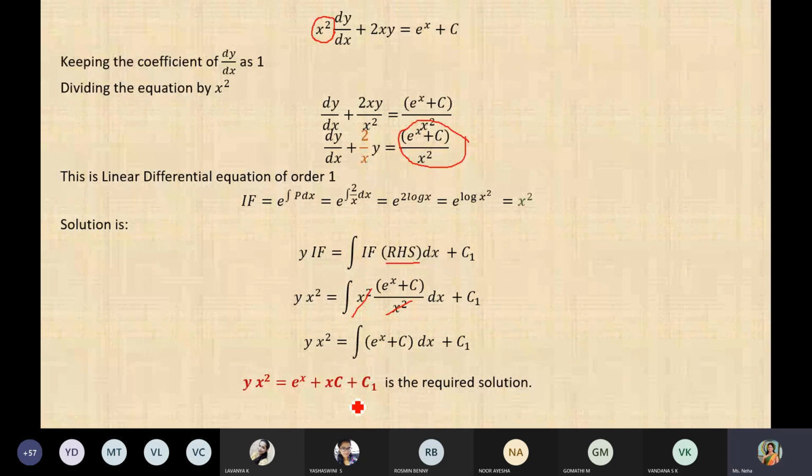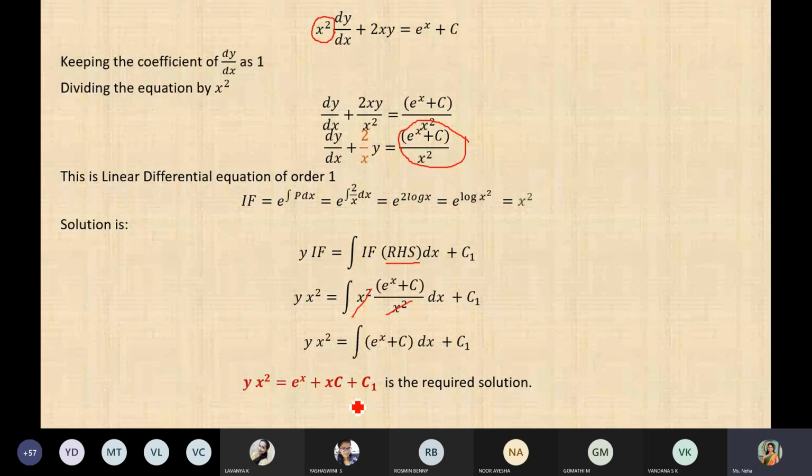Do not complicate your solution. Once you get the last step, just leave it there, because if you make a mistake, you might lose marks. Okay, so if you are very good with simplifications and all, then only go for the next step. Otherwise, you can stop your solution here.